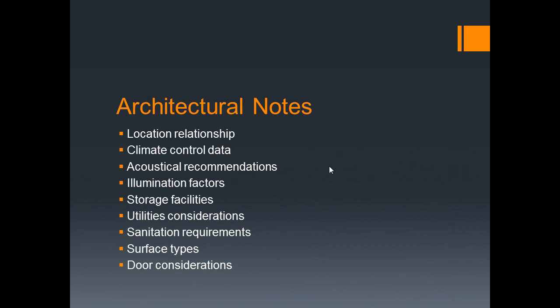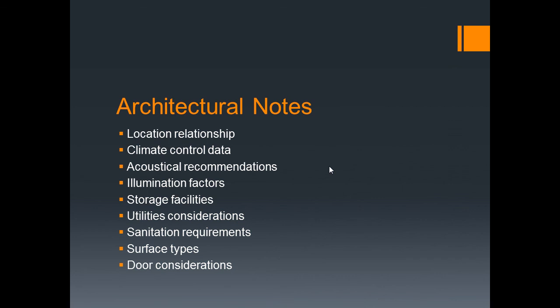There are some architectural notes that probably your architect and others are going to look at. The location relationship. How is your lab located with respect to the rest of the school? As a general rule of thumb, a lot of vocational labs were always away from the school, basically because of the sound, not disturbing other classrooms. With more and better sound suppressing building materials, now they're becoming more of an integral part of the building.